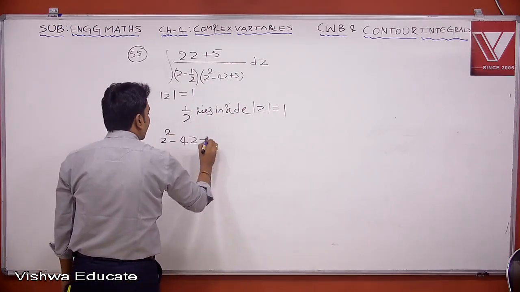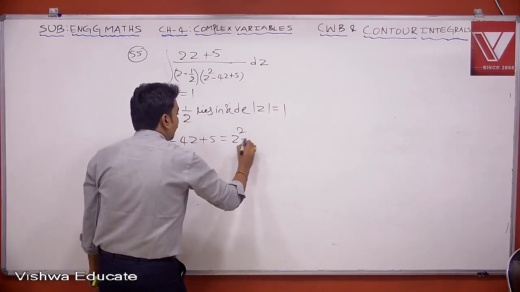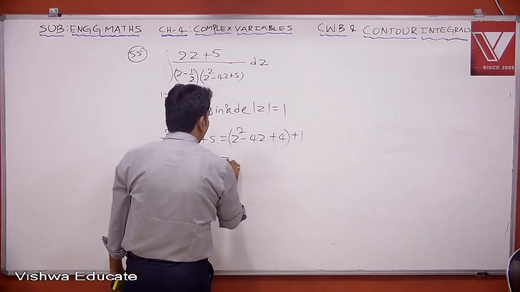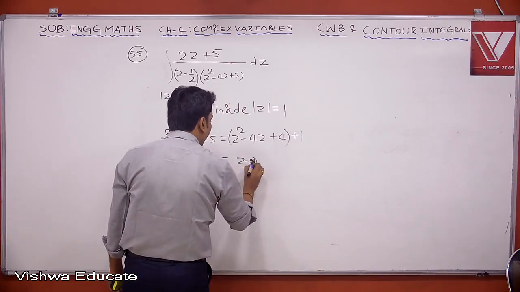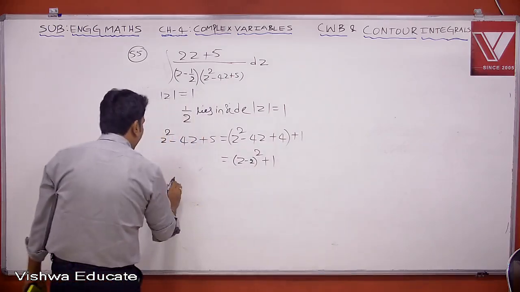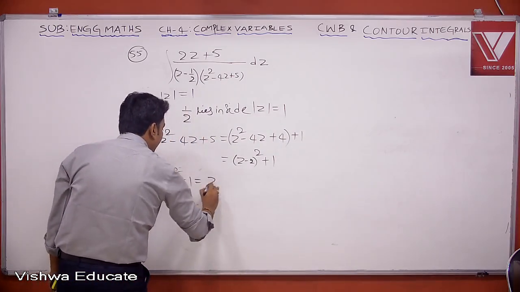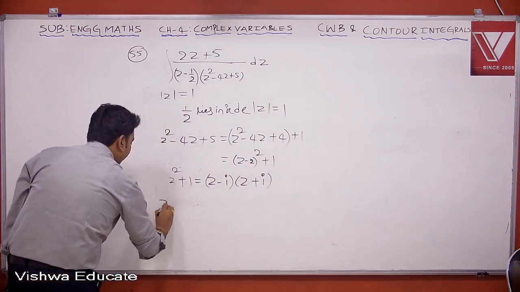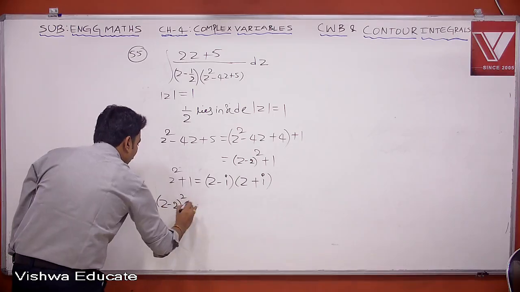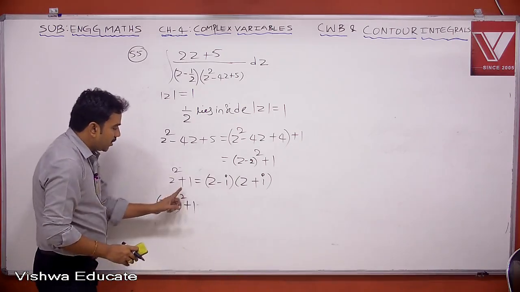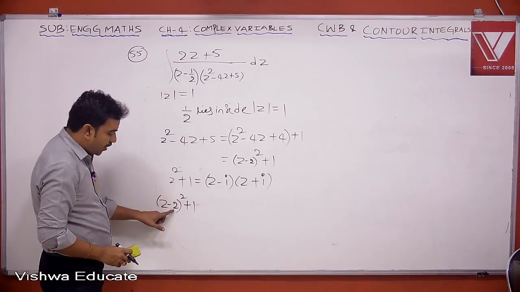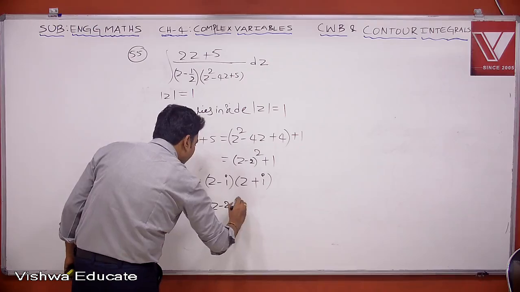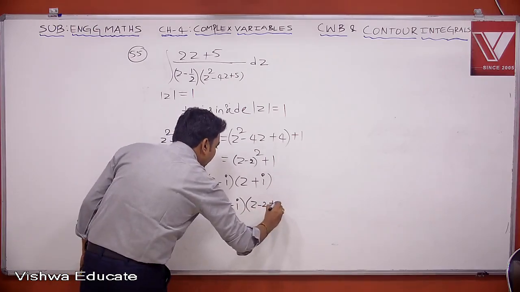Now, let us factorize z square minus 4z plus 5. This is equal to z square minus 4z plus 4 plus 1. Now, this is z minus 2 whole square plus 1. The factorization of z square plus 1 is z minus I into z plus I. Now in place of z we have z minus 2. Let us apply the same. So this is z minus 2 minus I into z minus 2 plus I.